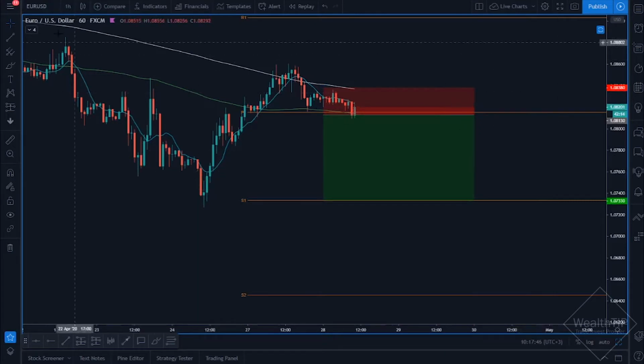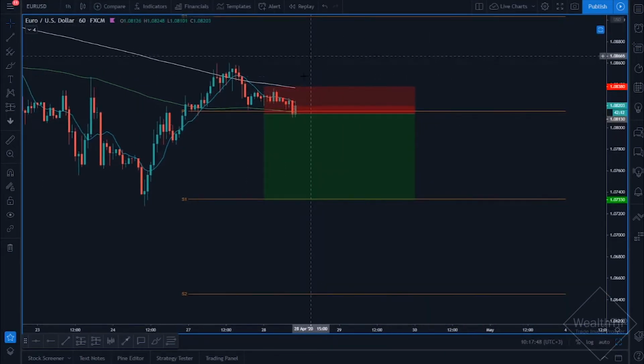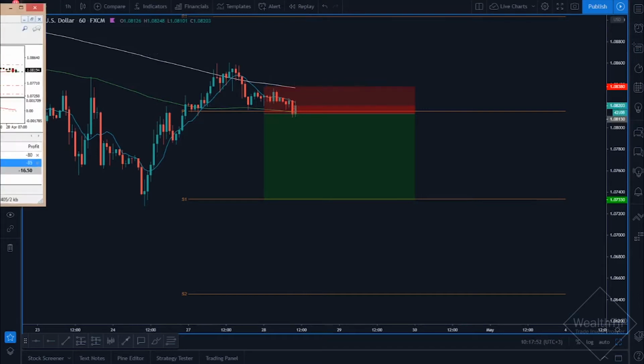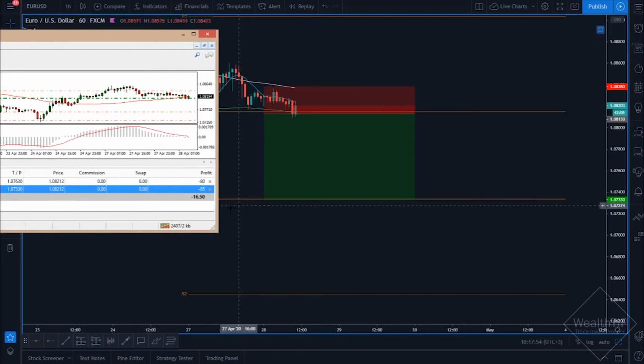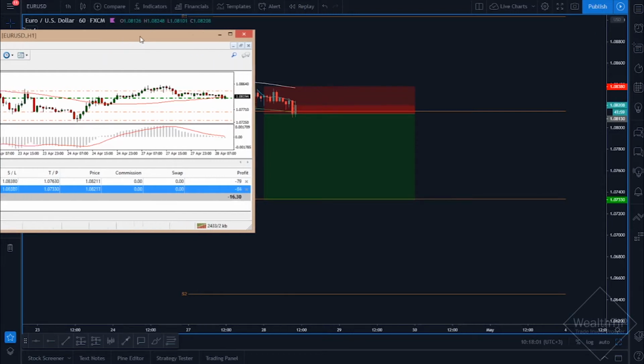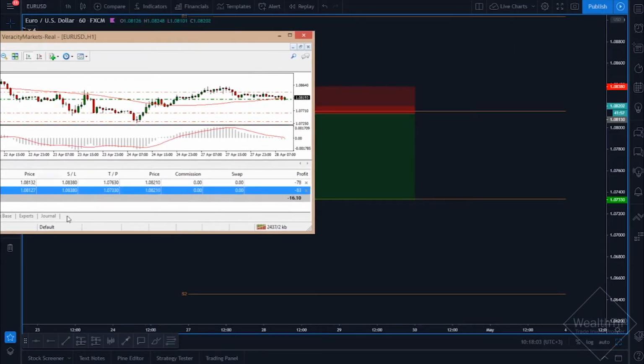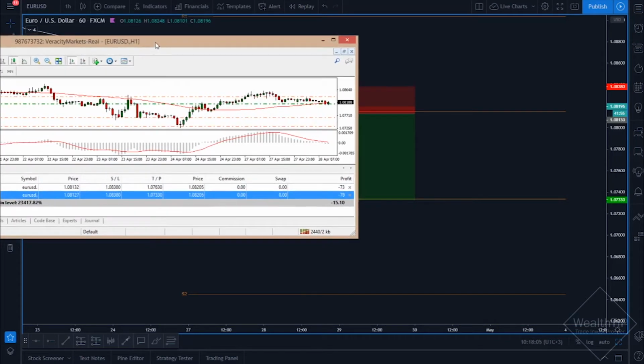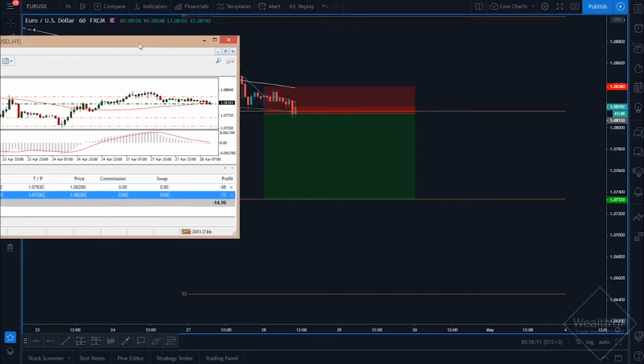So this morning we're looking at the euro dollar, and I'm already in a position. I'll just go ahead and bring the chart up. You can see that we're currently running negative 18 dollars, and I've got my stop set in on the euro. Those are the prices that I entered in, and I've got my targets set in as well.